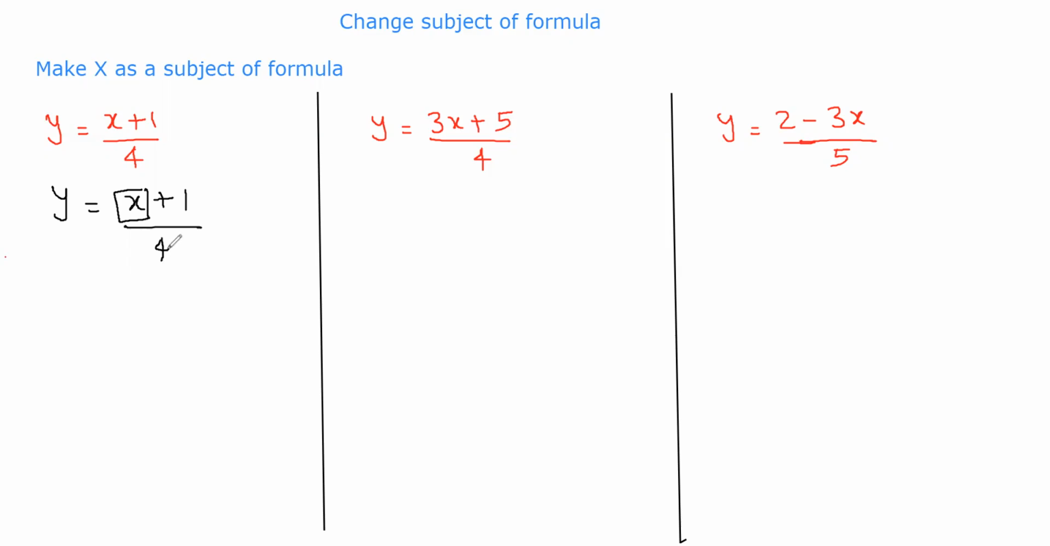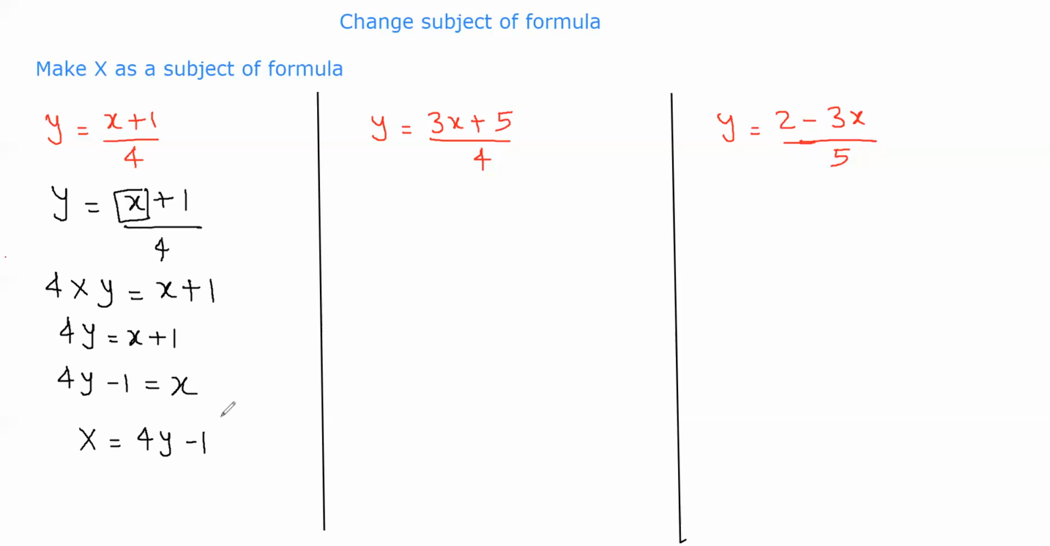So 4 is right now in divide. So when I shift it to the other side, which is the left hand side, it will come in multiply because right now it is in divide. So 4 times y is equal to x plus 1, which is 4y is equal to x plus 1. Now we have to make it for x. So this is plus 1 here. If I shift it to the other side, that will become negative 1. So x is equal to 4y take away 1 is our changed subject of formula.